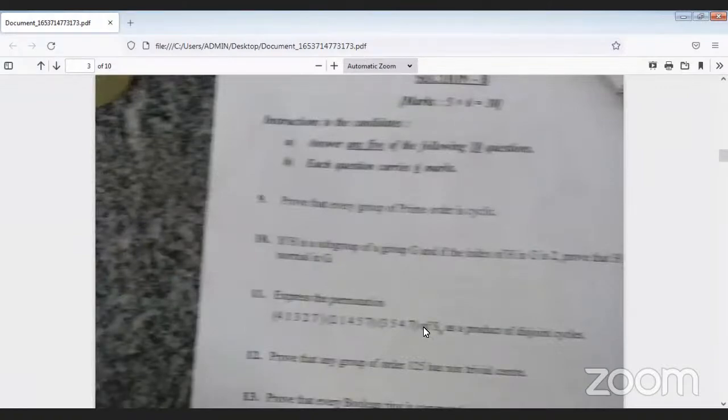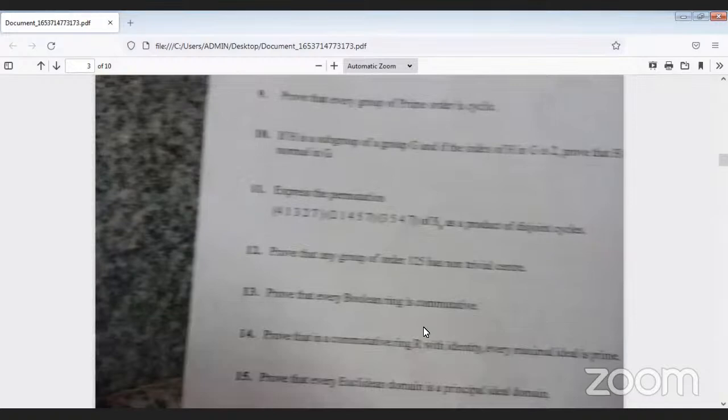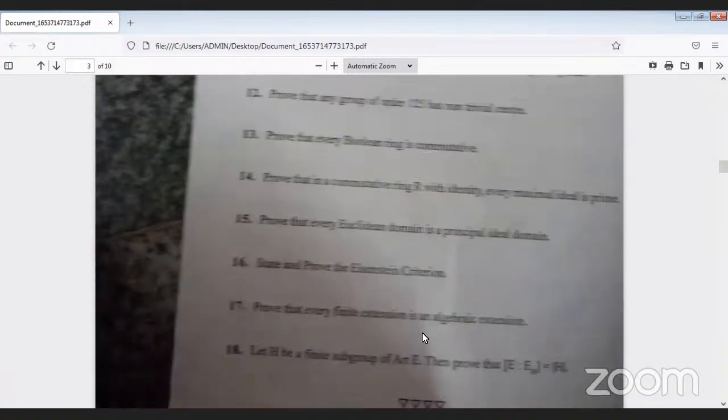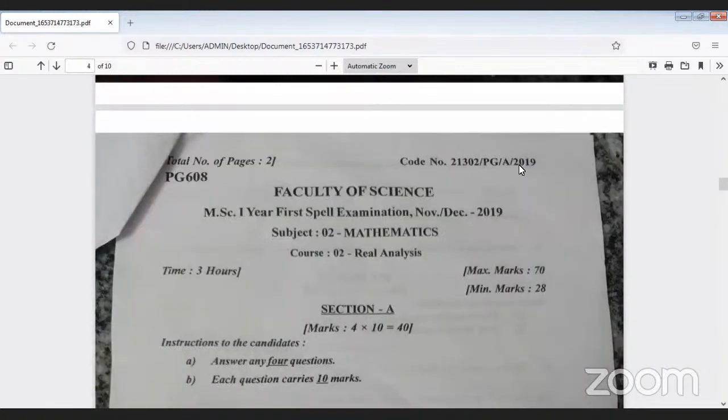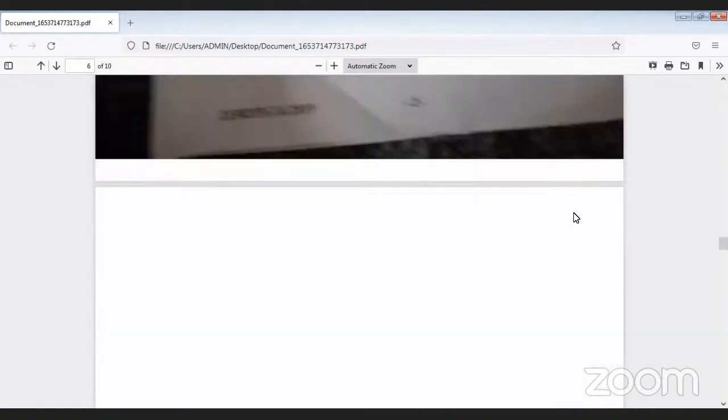Telling the permutations. Prove that any group of order 125... Prove that every Boolean ring is commutative. Prove that in a commutative ring with identity, every maximal ideal is prime. Prove that every Euclidean domain is a principal ideal domain. Yesterday, last week I told the Eisenstein criterion. Yes, sir. Just prove that every finite extension is an algebraic extension. Let H be a finite subgroup; prove that... This is also I told. Yes, sir.